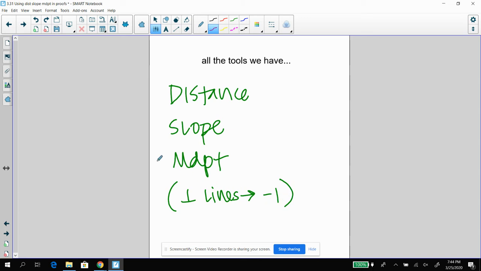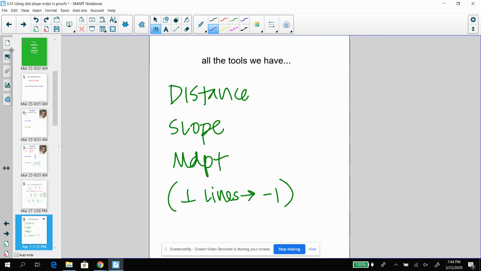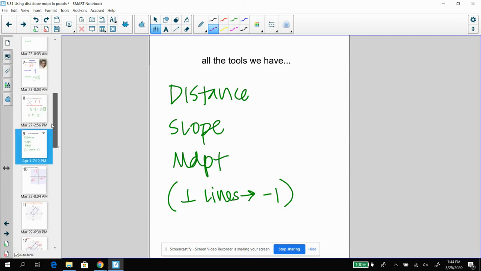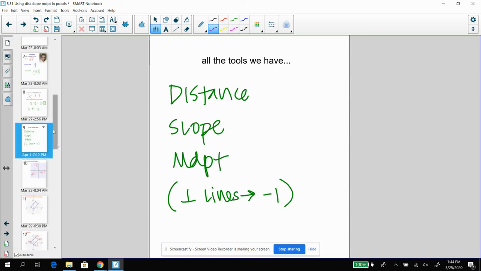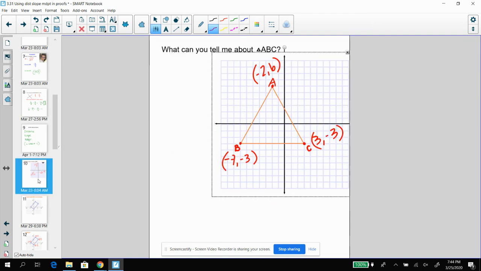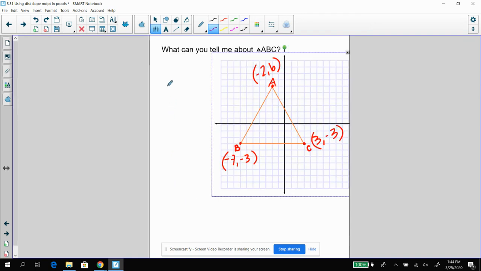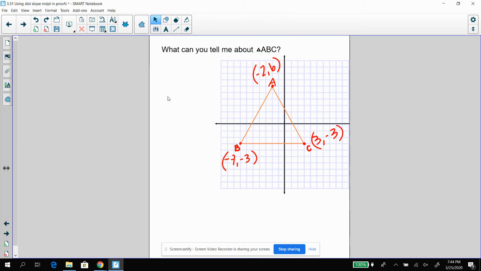So if we think about all the stuff we know about different shapes, we can use distance, slope, and midpoint to tell us information about shapes. For example, if I give you this question and ask, what can you tell me about triangle ABC? Well, slope wouldn't really help us here. I don't see that things have the same slopes. They don't look like opposite reciprocals. They don't look perpendicular. Midpoint might be important, but distance actually could tell us something.